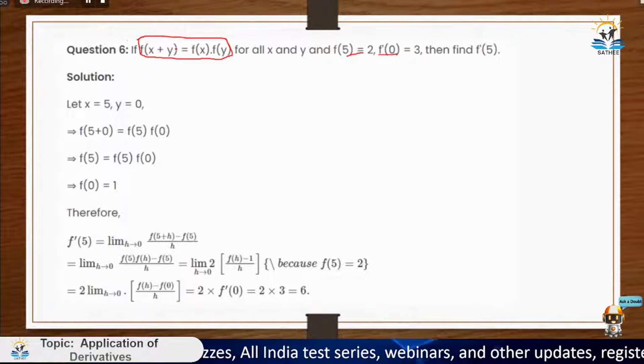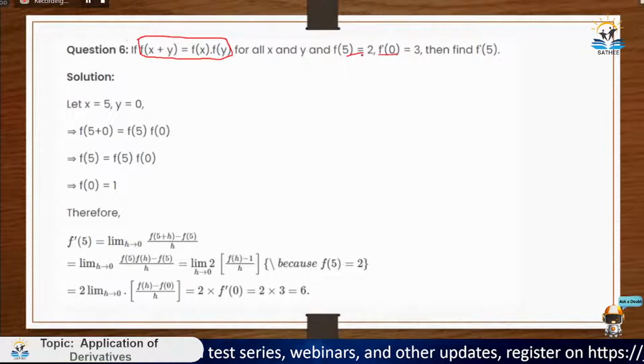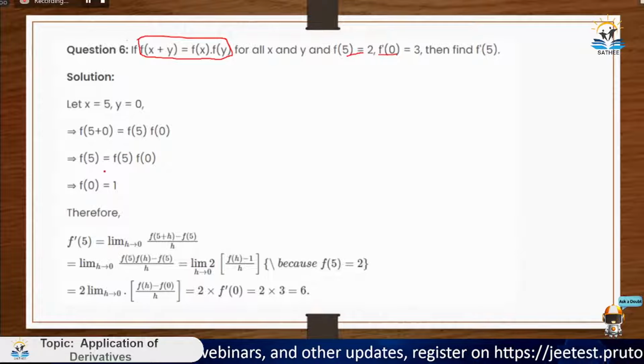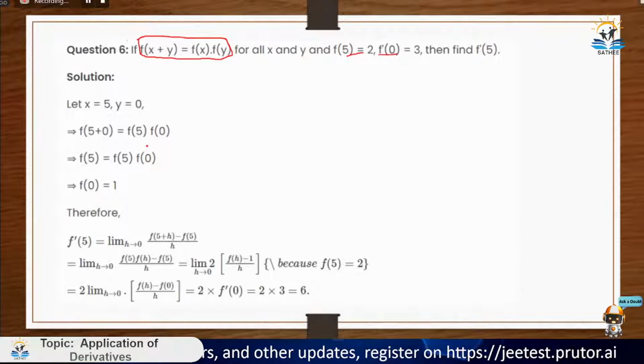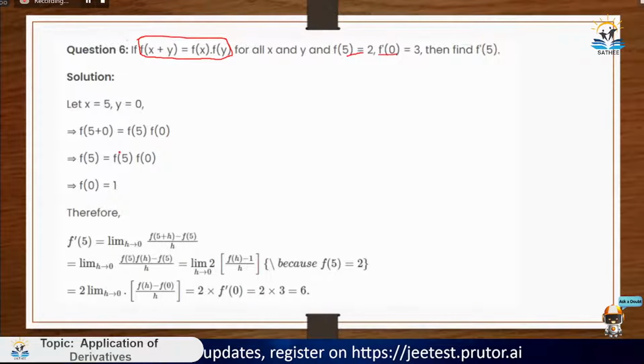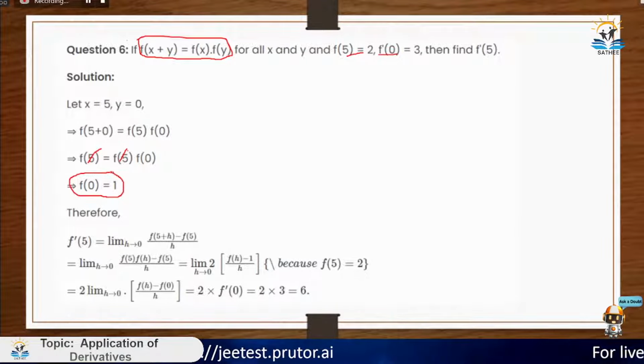This means you have to think a little about what values you have to put, because f of 5 is asked to you and the values 5 and 0 are given, so you can put x equal to 5 and y equal to 0. From there you will get f5 equal to f5 into f0, and f0 is not given to you, but f5 and f5 will cancel, and from here you will get that f0 is equal to 1. So basically putting x equal to 5 and y equal to 0, you are getting one important piece of information that f0 is equal to 1. Okay, then what is asked to you?